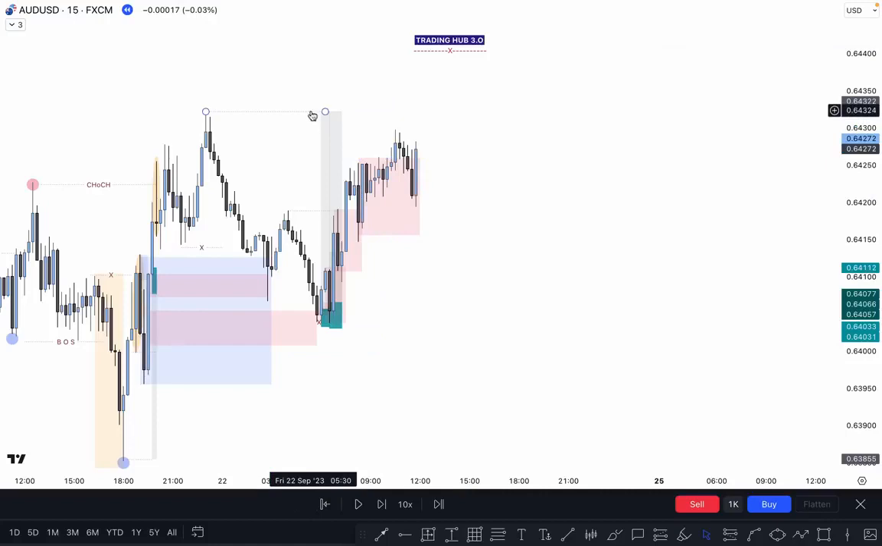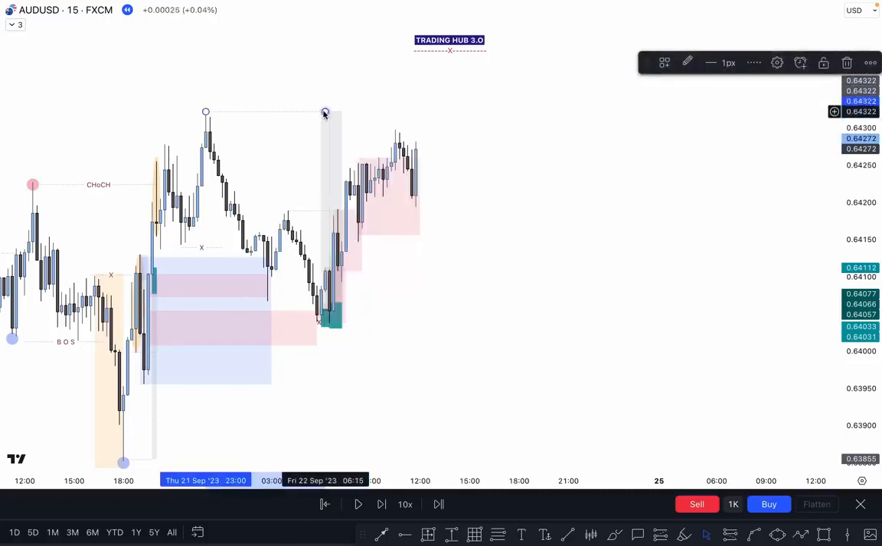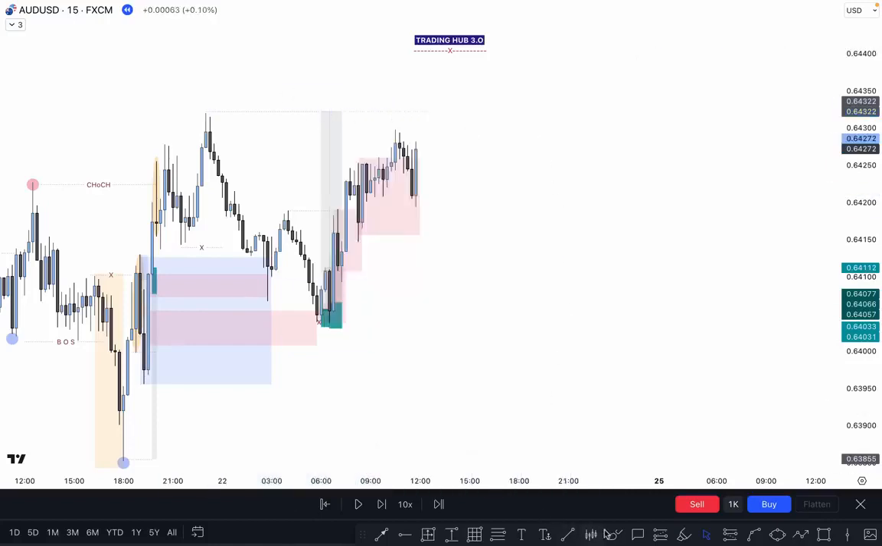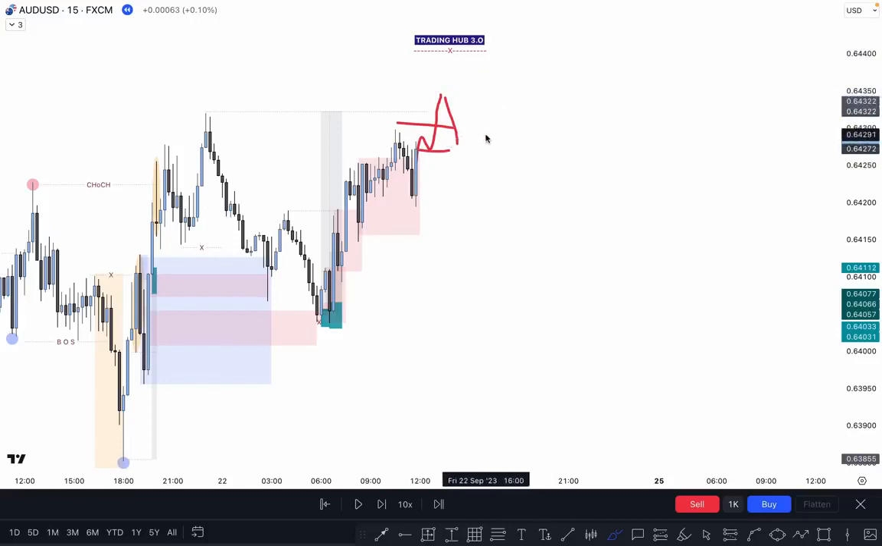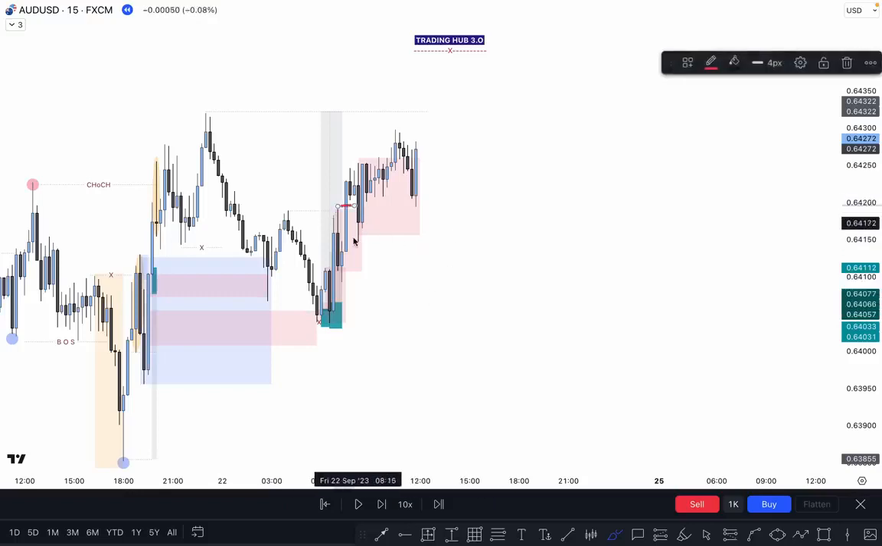Okay, if the market broke this high simply like this, then you don't need to buy directly here. Why? Because we need inducement, because the main high is broken here. This move is internal, and price is coming from your POI. That's why we are buying here directly.